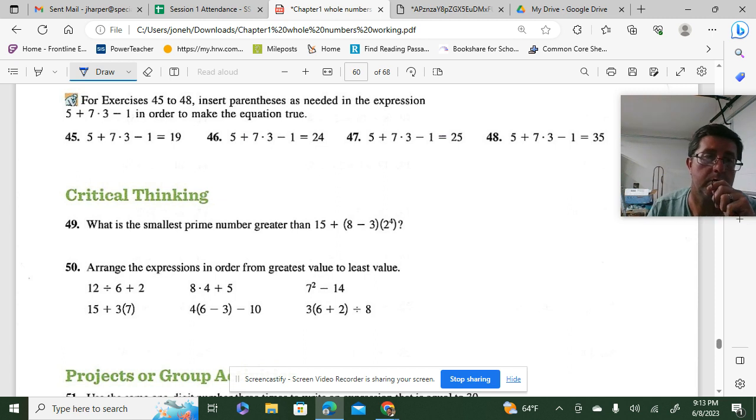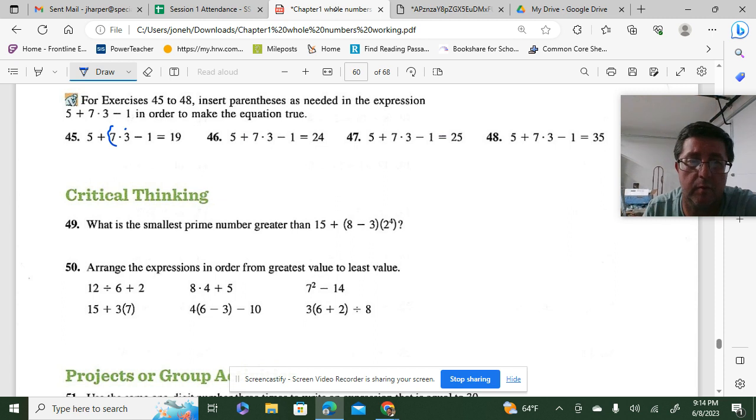5 plus 3 times 3 minus 1, in order to make the equation true. Oh, I hate these. Really hate these, because it's like, okay, so would you do 5 plus 7, which would equal 12? 12 times 3 would be 36, minus 1 would be 35. That wouldn't work.